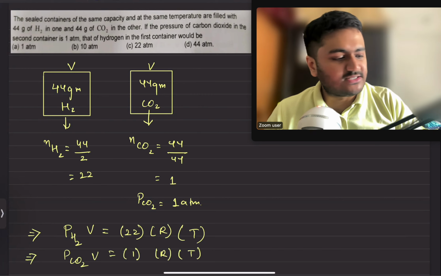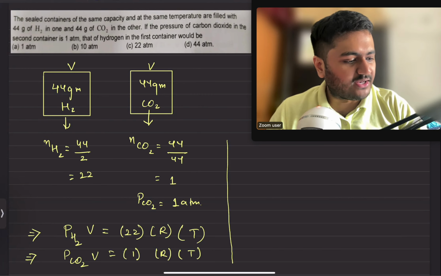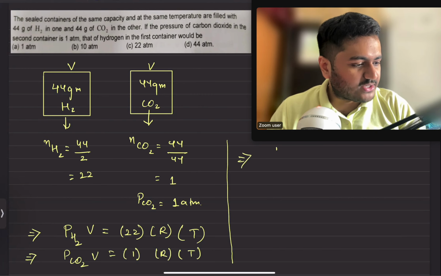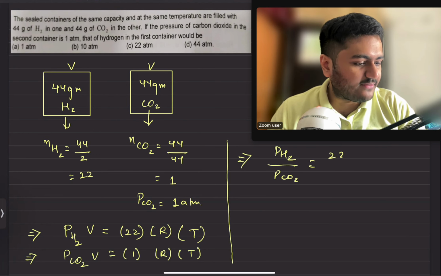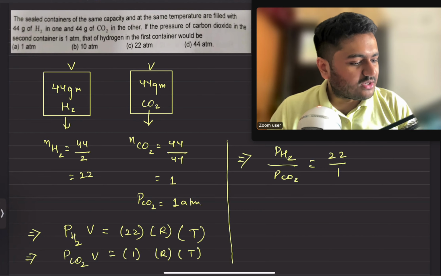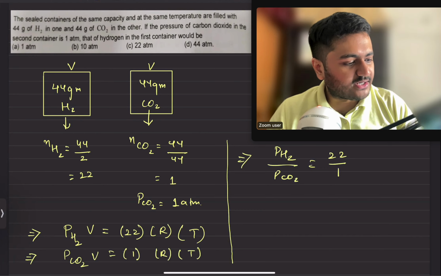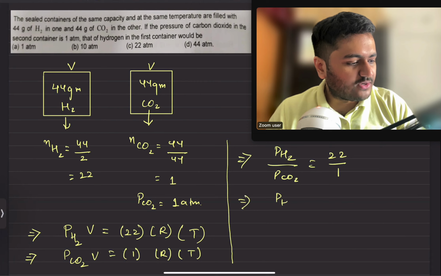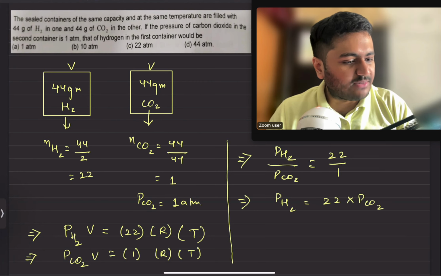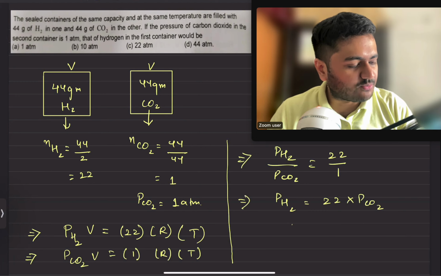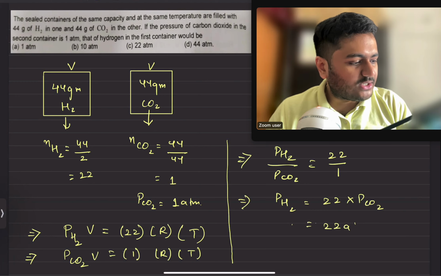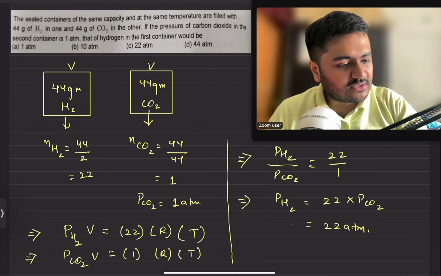Let's divide these two equations. The pressure of H2 divided by the pressure of CO2 will be equal to 22 by 1, because everything else will cancel out. So the pressure of H2 will be 22 times the pressure of CO2. The pressure of CO2 is given as 1 atm, so the pressure of H2 will be 22 atm. So the answer should be C.